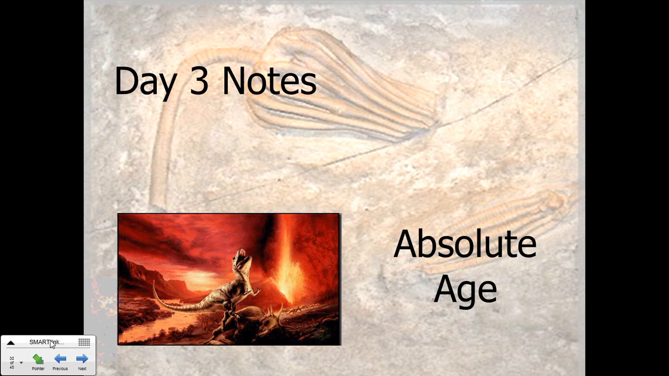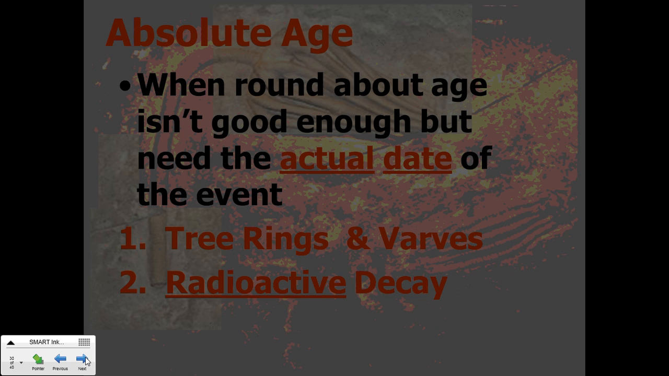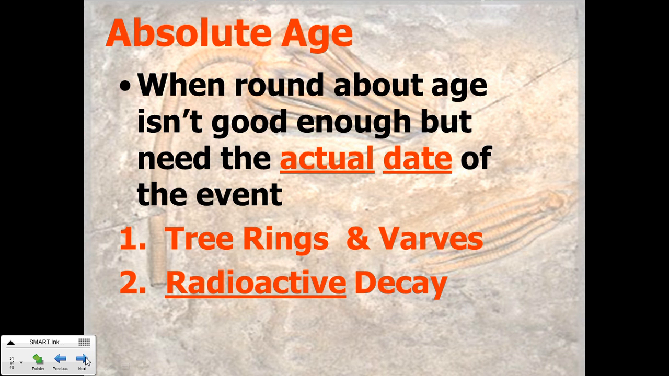Notes on absolute age. Absolute age, when roundabout age isn't good enough, like in relative dating, but we need the actual date of the event. We can use tree rings and varves.